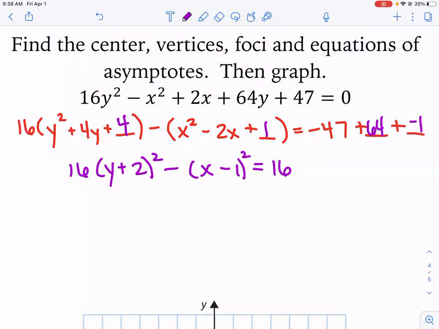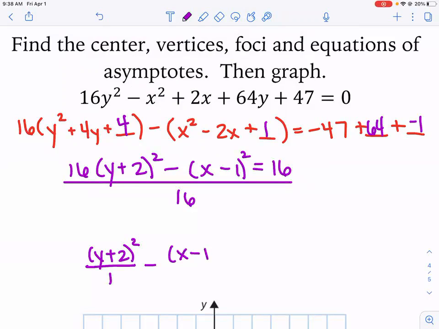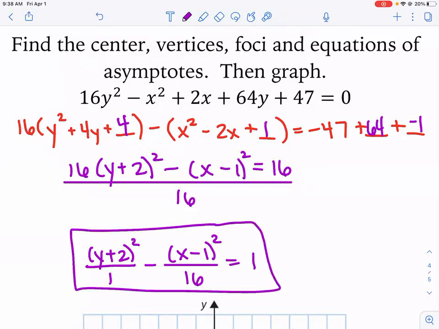Okay, so just like in an ellipse, we need this right side to equal 1. So we are going to have to divide both sides by 16. We have y plus 2, the quantity squared, over 1, minus x minus 1 squared over 16 equals 1. There is our hyperbola.